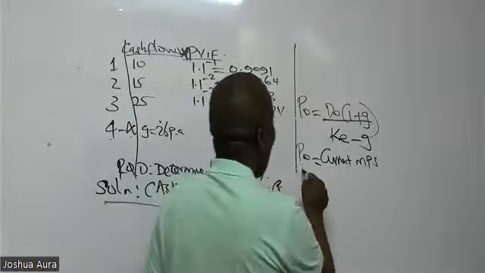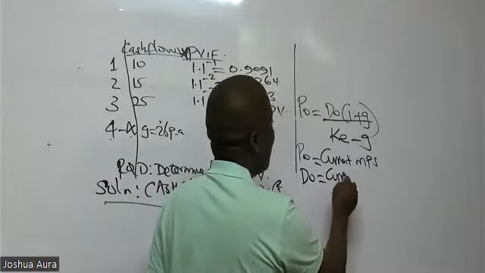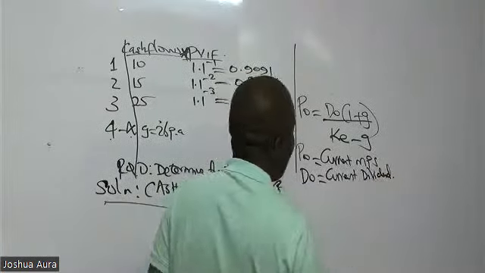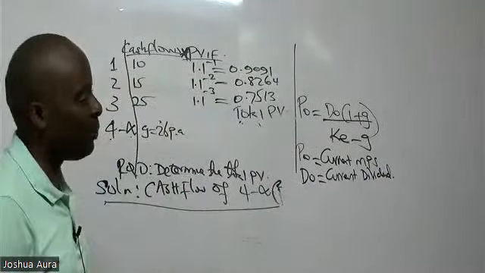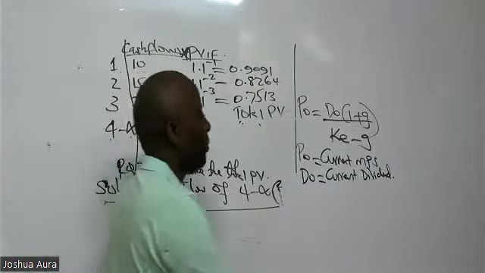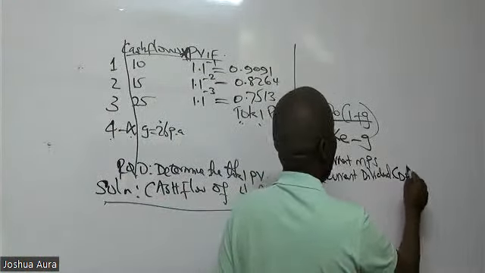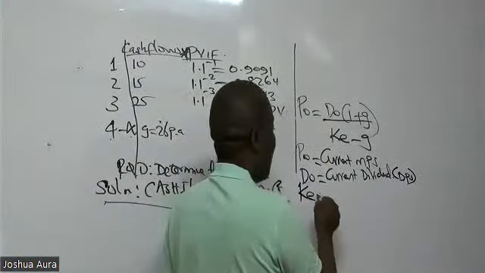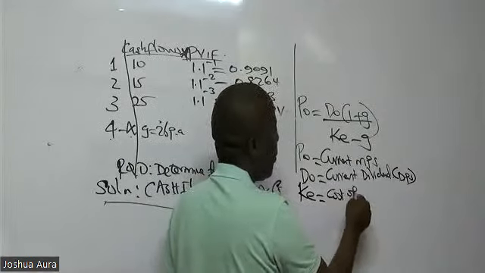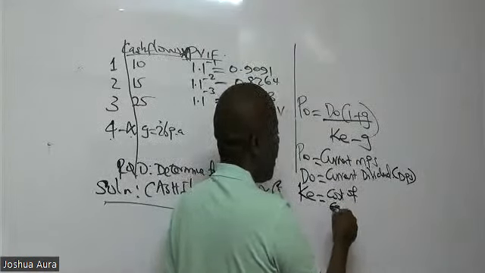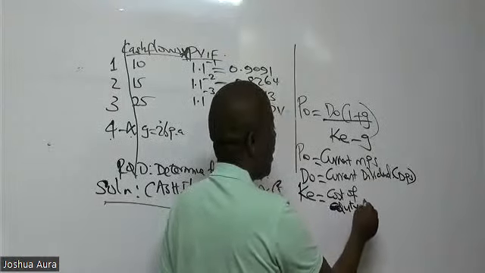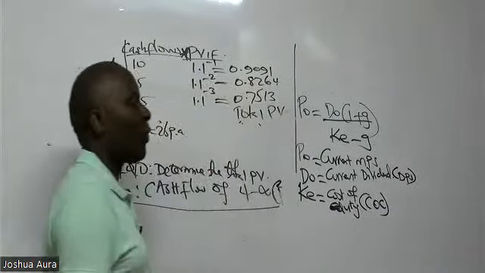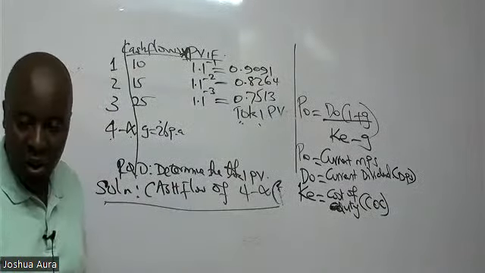And then we have D0. D0 is the current dividend, the current dividend per share, DPS. Actually, I should have used DPS here. And then we have Ke. Ke here is the cost of equity. In our case, we shall be using this as our cost of capital.